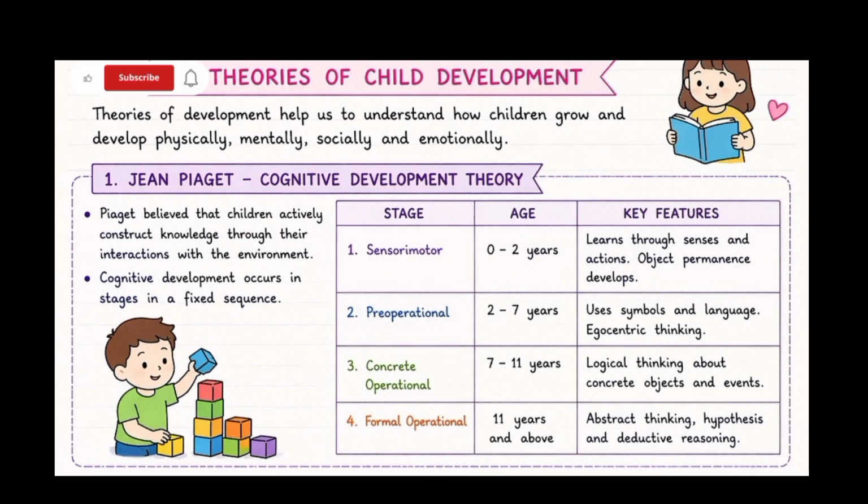He says that cognitive development occurs in stages in a fixed sequence, and he gives 4 stages: sensory motor, pre-operational, concrete operational, and formal operational. And in sensory motor, 0 to 2 years, children learn through senses and actions, object permanence, and develop.